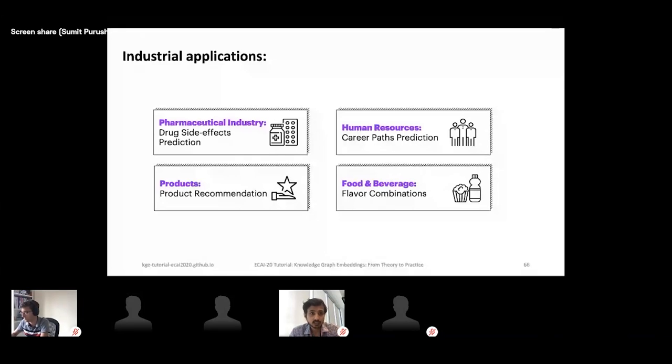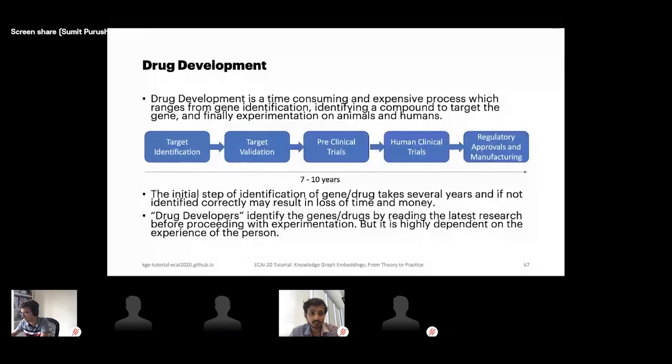So first, let's look at the use case of drug development. If you see here, you can see these block diagrams. Here, each block specifies a step during the drug development process. And in this context, I'm talking about drug development from the genetic perspective. So let's say you want to cure a disease, say something like diabetes, you would try to come up with a genetic solution to it. So try to identify a gene which can be used to target diabetes.